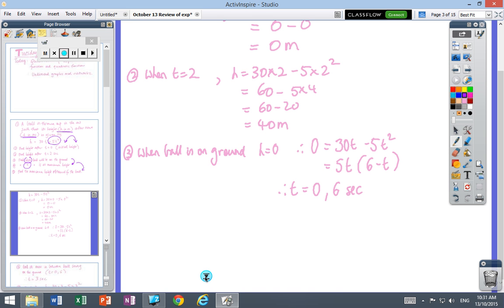But the last 3 questions are the higher level questions. So when the ball is on the ground, it has no height. So h equals 0. So we put 0 out the front, and then we factorize it, and we get 2 answers, 0 and 6. So I'm going to just pause there, and you guys can copy down.